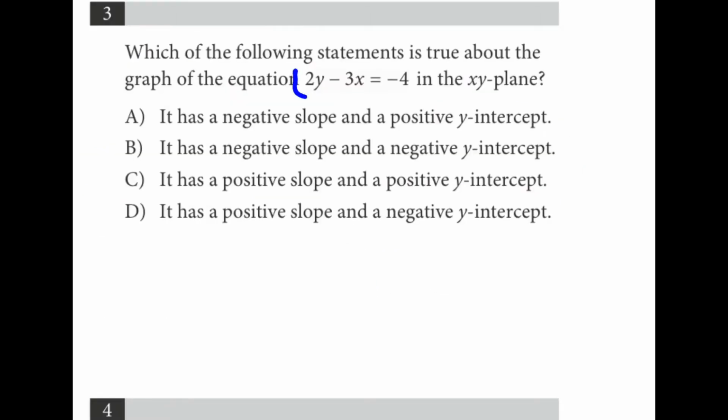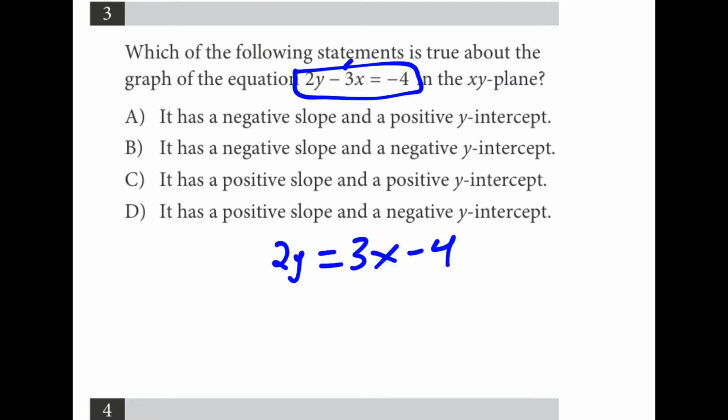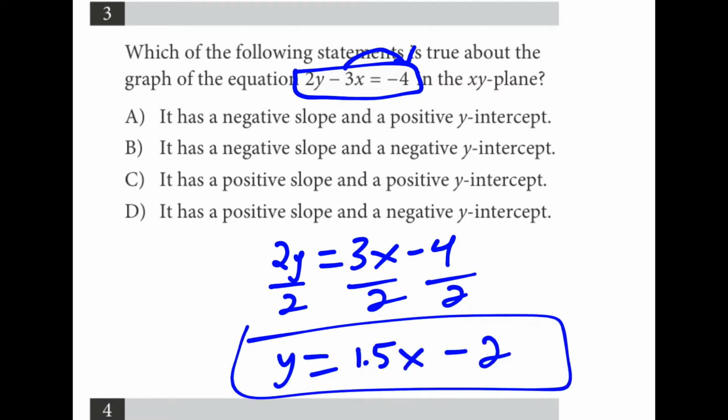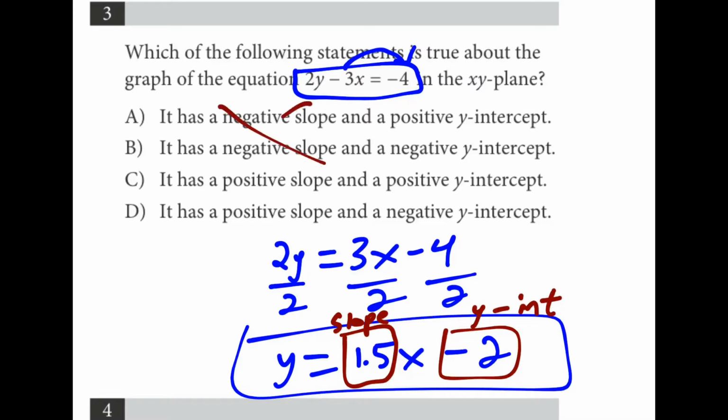So number 3 is written in standard form. We could convert this to slope-intercept form, and that would allow us to easily identify the slope and the intercept and answer this question. So first I'm going to add 3x to both sides, then I'm going to divide everything by 2. So here, my slope is 1.5, and my intercept is negative 2. That's my y-intercept. So it's not a negative slope, it's a positive slope. And my intercept is negative. That means D is the answer.